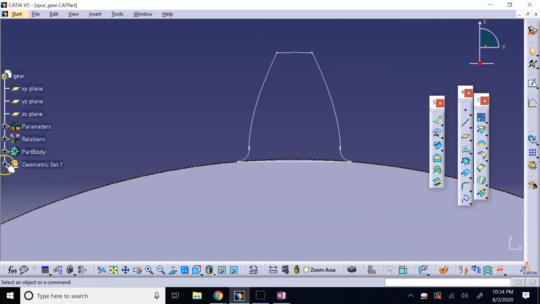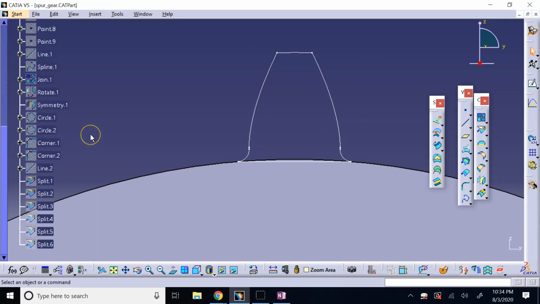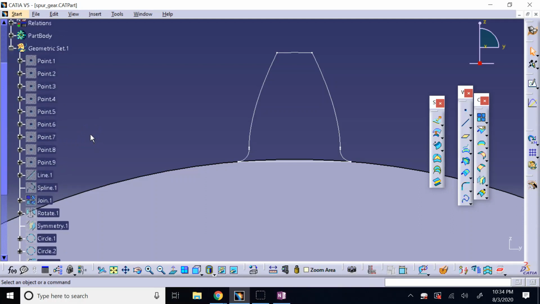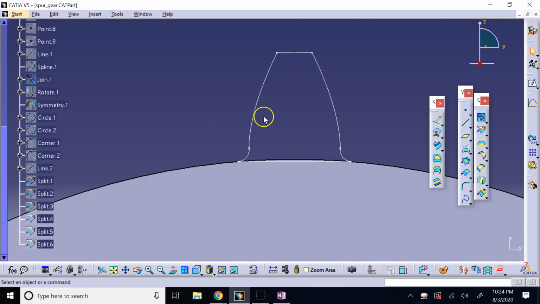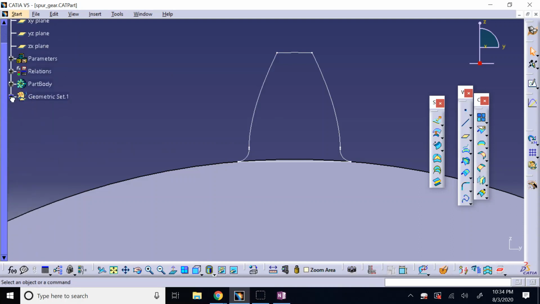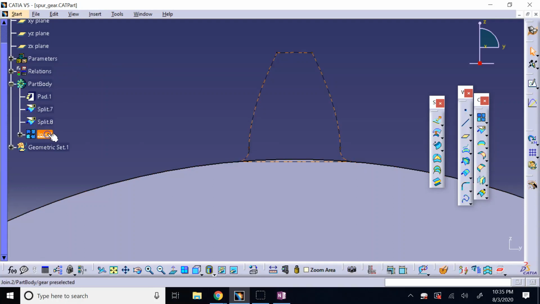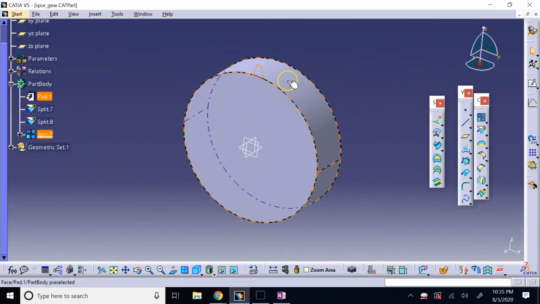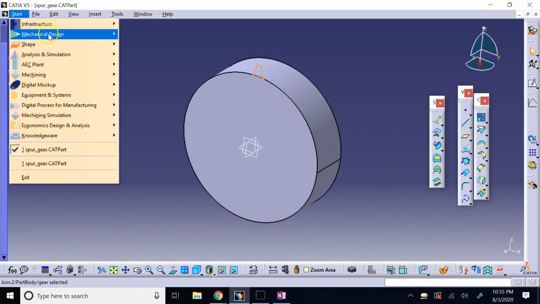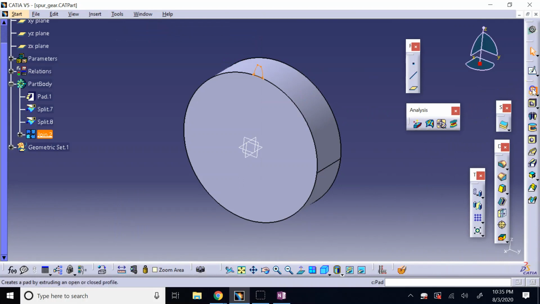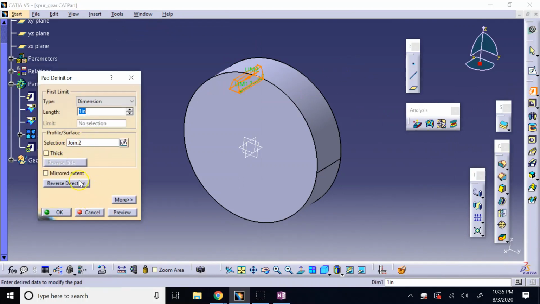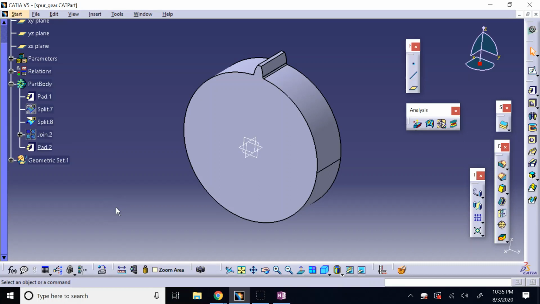There we go. So now this, where's the join? I have to find it. So this join now, probably here, yes. This join I can use to create my tooth profile. Okay, so if I go to part design, I can extrude this 1 inch backwards, of course, and there we go. That's my first tooth.